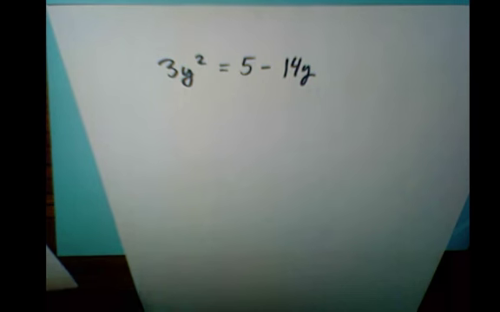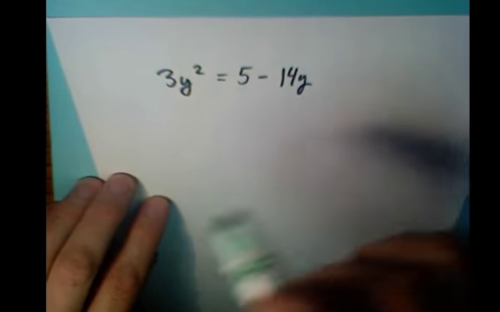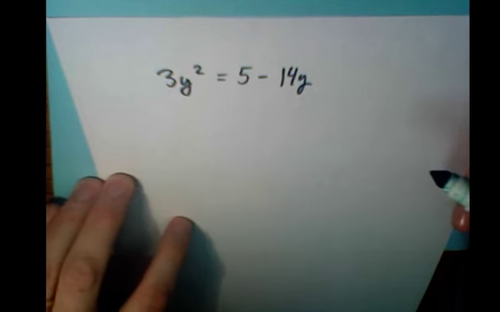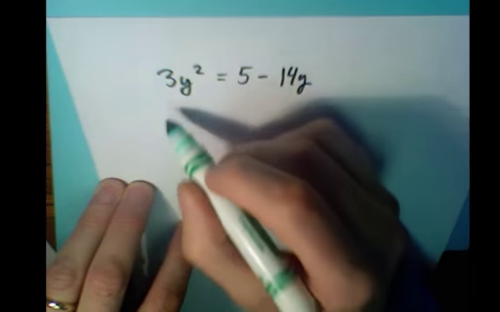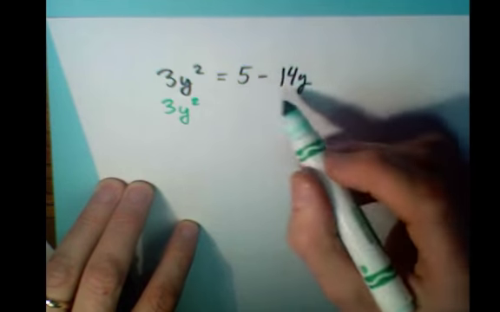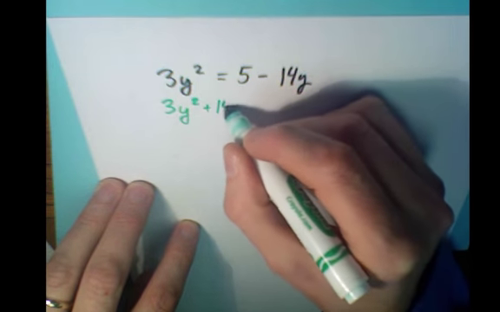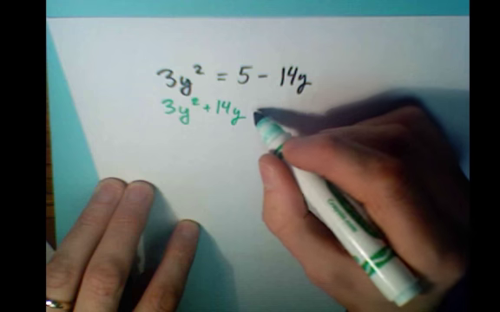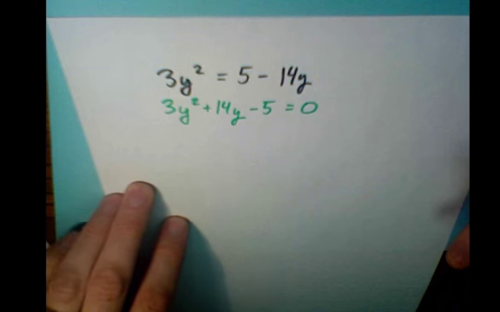Here we have 3y squared equals 5 minus 14y. First thing we need to do is set this thing equal to 0 so that we can factor it. So I like to have a positive squared term, so I'm going to keep the 3y squared, and I'm going to get these other terms to come over on the other side. So I'm going to add 14y to both sides, then I'm going to subtract 5 from both sides, so I get that as my polynomial.